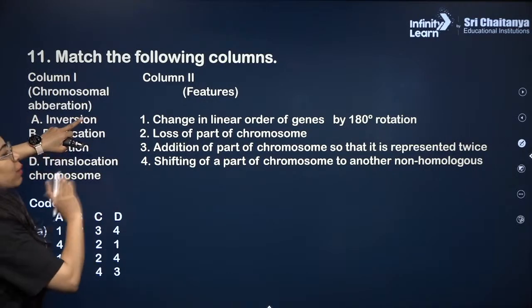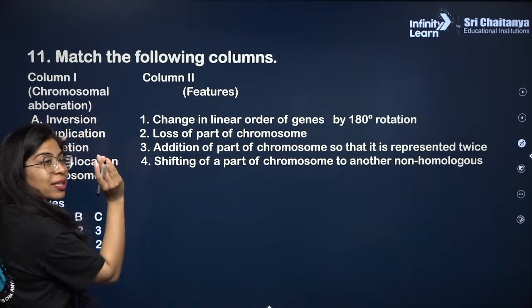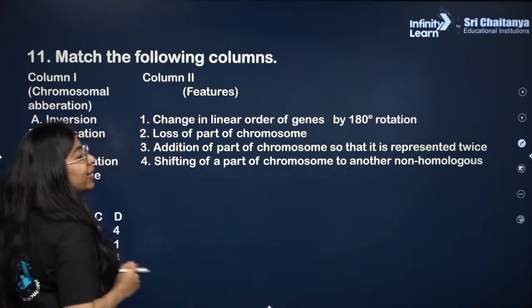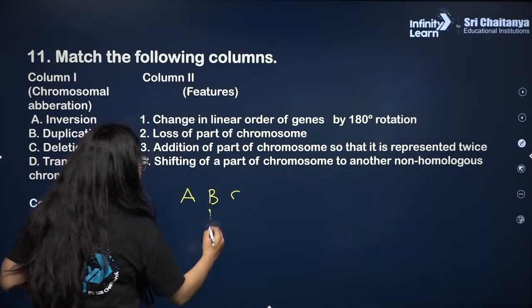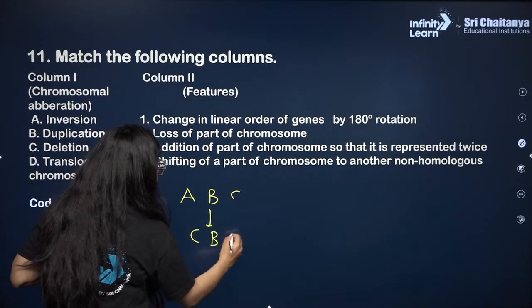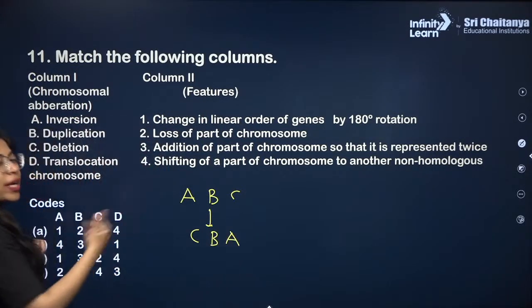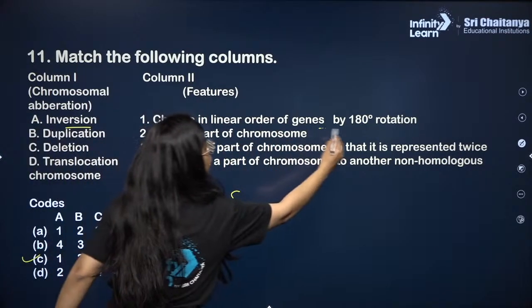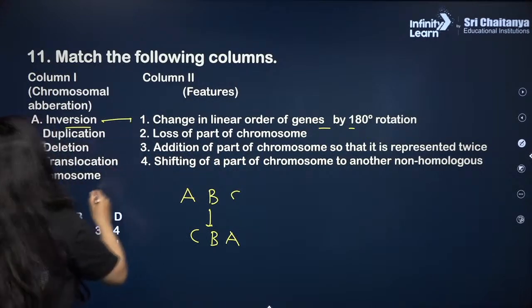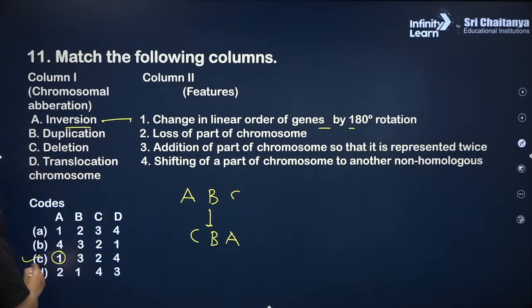Why? What is inversion? Inversion means something is being rotated by 180 degrees. If suppose it is ABC, by inversion it will become CBA. So this is 180 degree inversion: a change in the linear order of genes by 180 degree rotation. A is joined to 1. So my answer is either A or C. B is not the answer. D is not the answer.